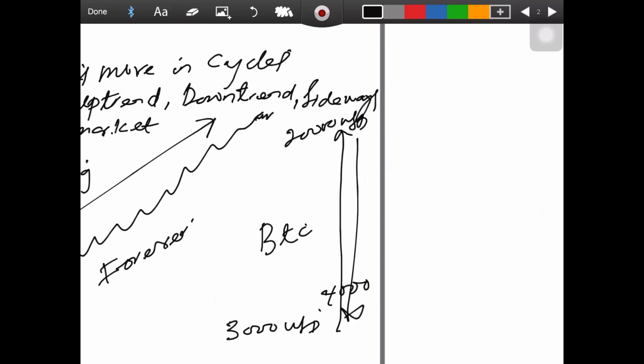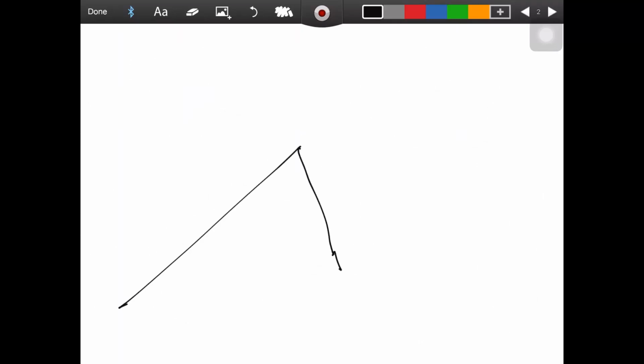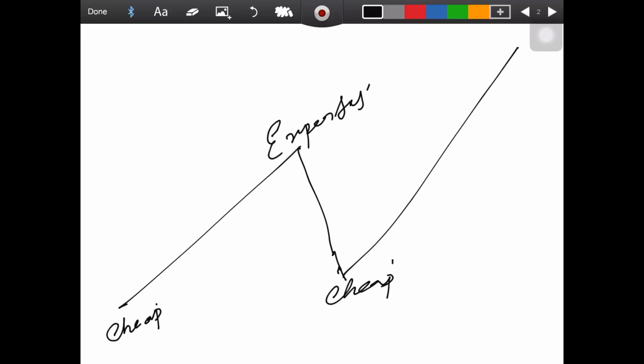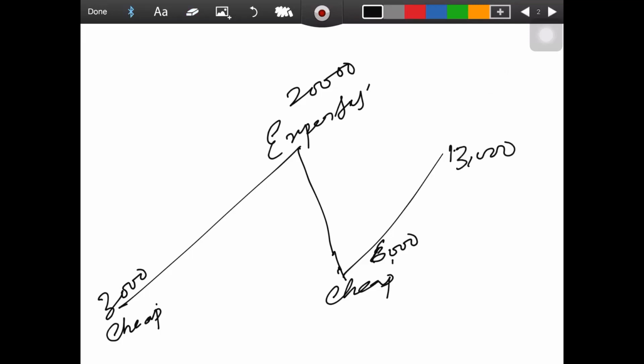So smart investors always wait for a pullback to buy again. They wait for a pullback, and when they say it's cheap again, they buy again, possibly for a new all-time high. Bitcoin went from maybe 3,000 to 20,000, and then came down to around 6,000 before going up to around 12,000, 13,000 thereabout. So we are still expecting it to make a new all-time high. This is how smart investors trade.